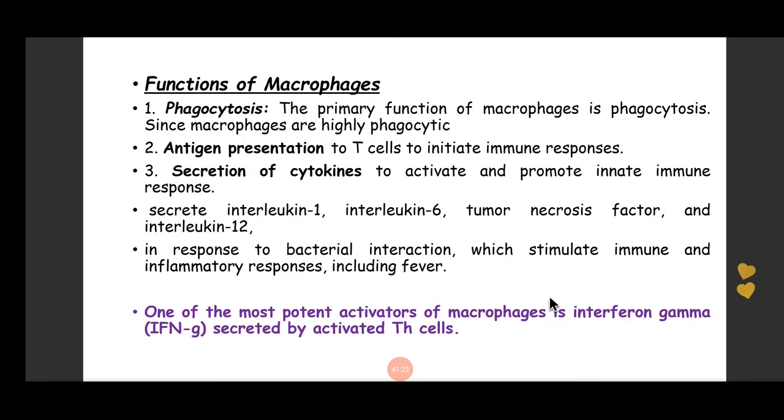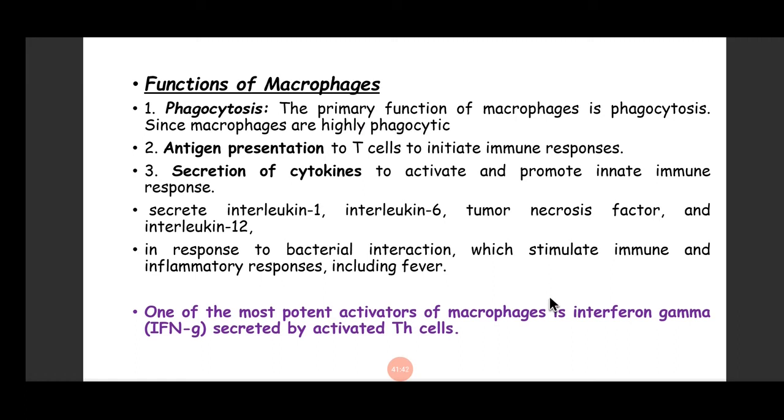The function of the macrophages is not only phagocytosis. That is, of course, a very important function of macrophages. Besides that, they also present antigen to the T cells. They act as antigen presenting cells, right?